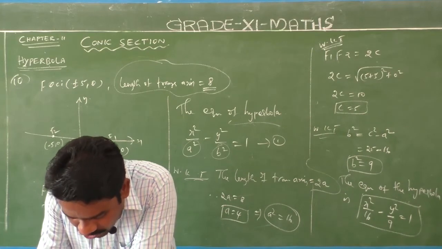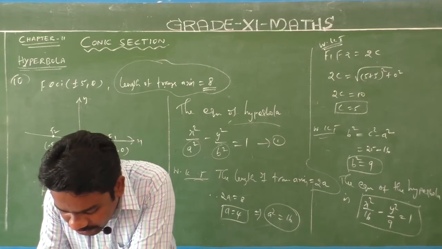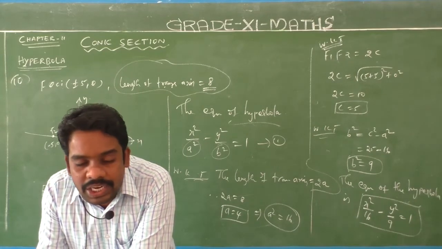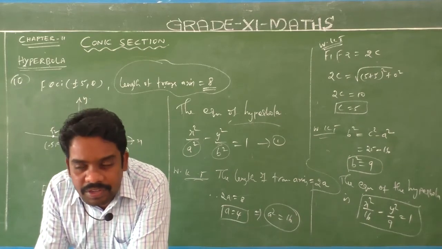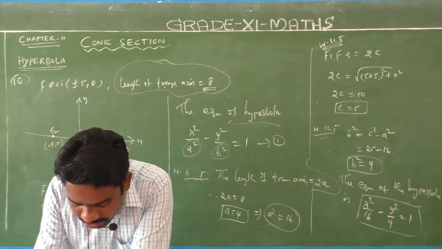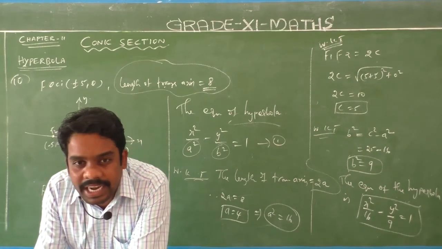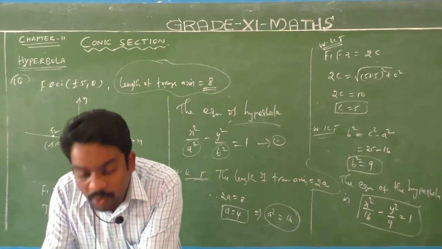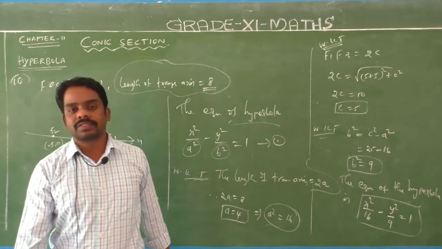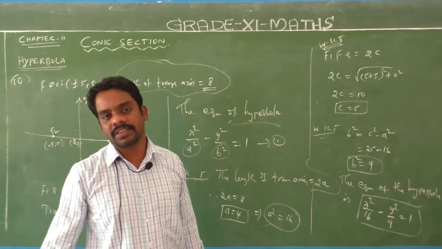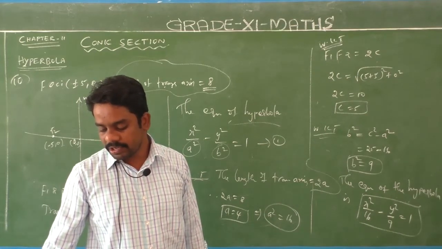The foci are at 0 comma plus or minus 13 and the length of the conjugate axis is 2b. You know the length of the conjugate axis is 2b. 2b is equal to 24, then b equals 12. And here the foci are 0 comma plus or minus 13. F1 is 0 comma 13 and F2 is 0 comma minus 13, which lie on the y-axis. Therefore, the transverse axis is along the y-axis. Use this formula: y squared by a squared minus x squared by b squared equal to 1. Here b is 24 by 2, so b equals 12.